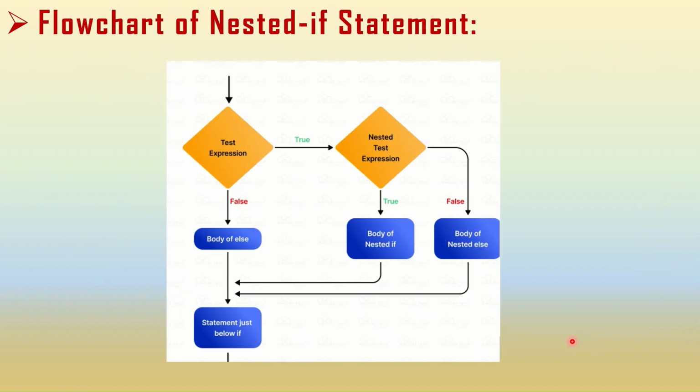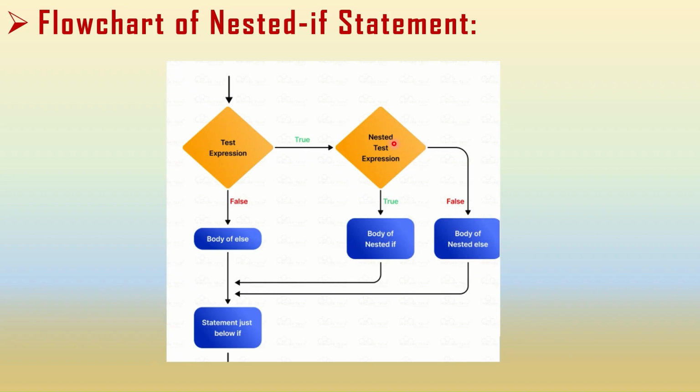Now let's see the flow chart of the nested if statement. Here, for simplicity, I have given two if conditional statements, but we can use any number of if statements inside a nested if. Initially, one test expression is going to be checked. If this test expression becomes true, then the nested if test expression will be checked. Only if it also becomes true, then the block of statements inside the nested if conditional statement will be executed. Otherwise, if it is false, then the body of the nested else.